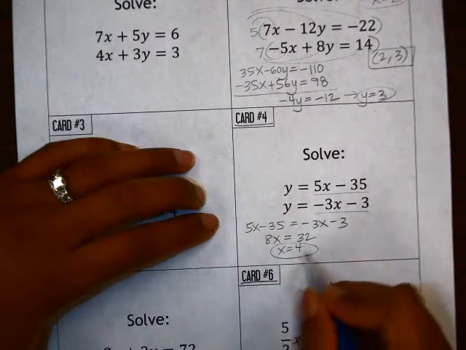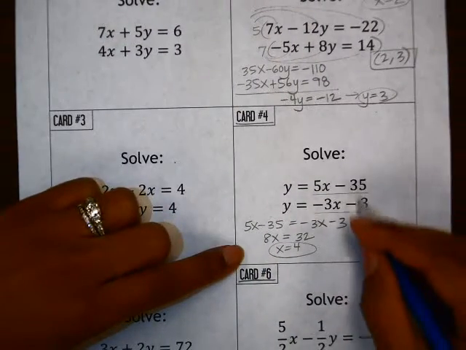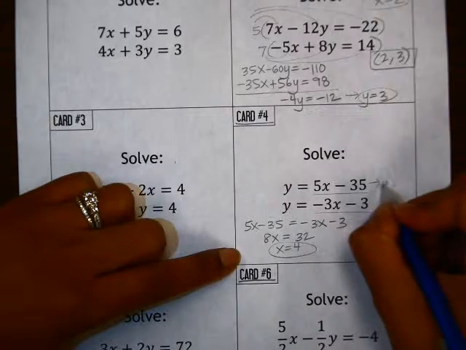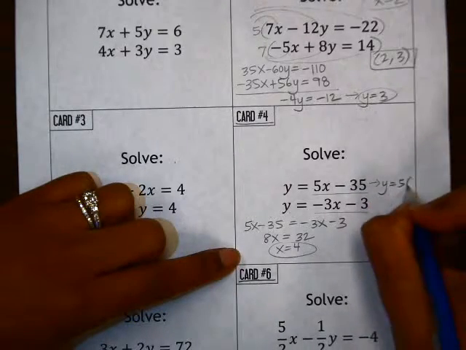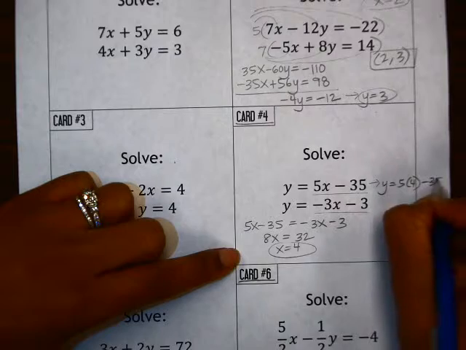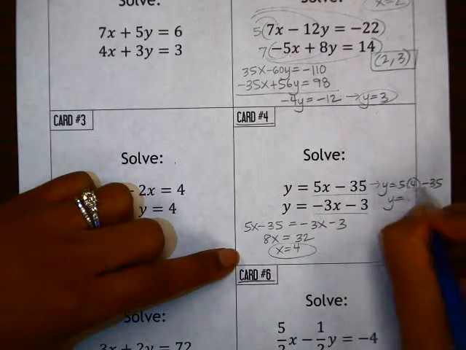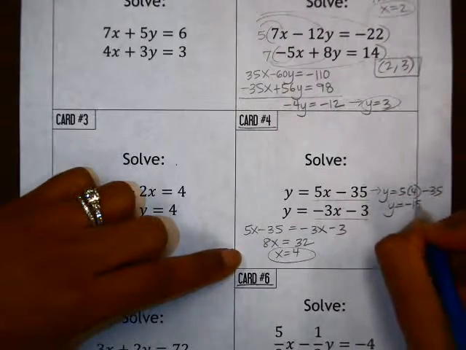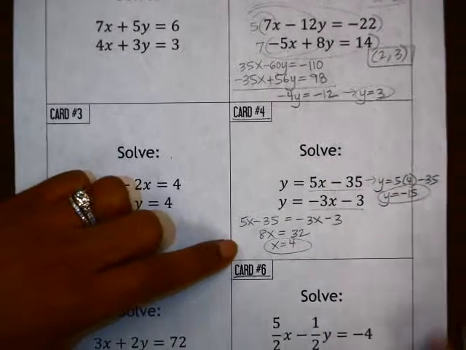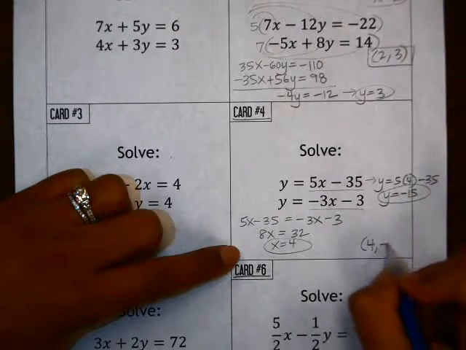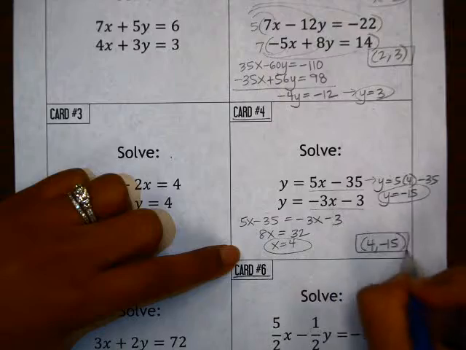And then I can take that x value and plug it back into either of these to find my y value. So y equals 5x minus 35. 20 minus 35 is negative 15. So my final answer here, the point of intersection is at (4, negative 15).